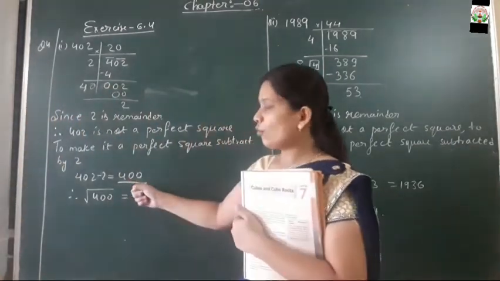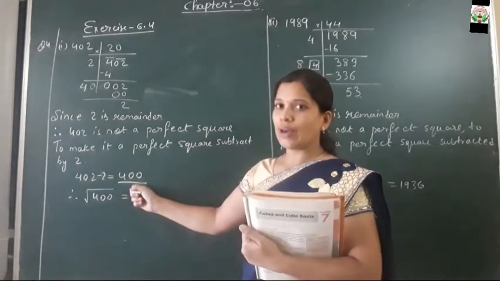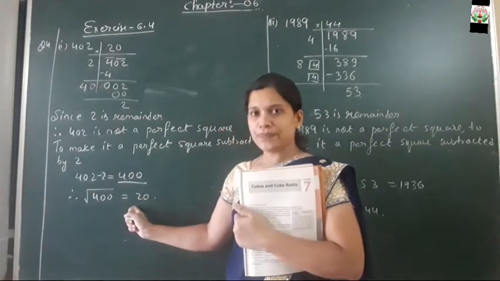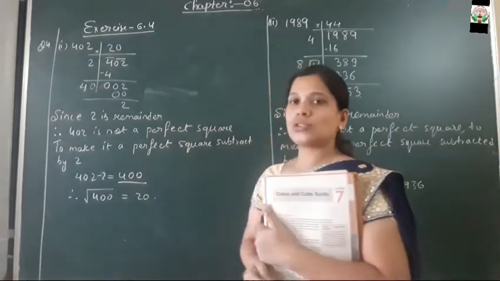Now 400, as we know, is a perfect square. Now finding the square root of 400, what will you get? It is 20. Clear? So in this way you have to solve question number 4.